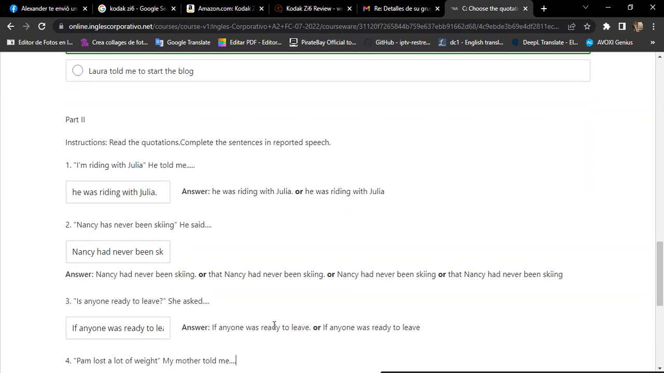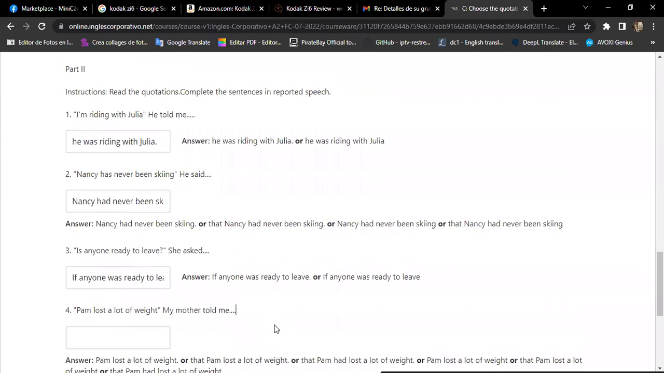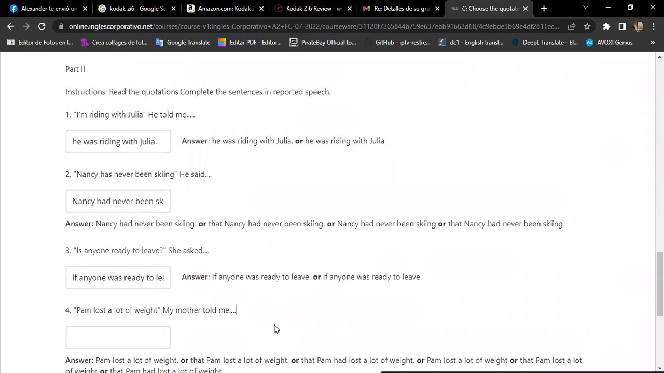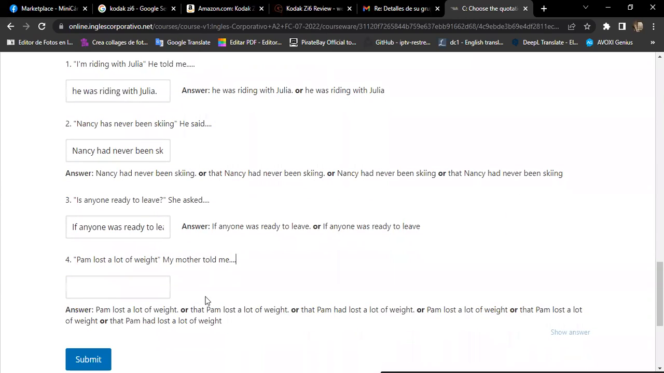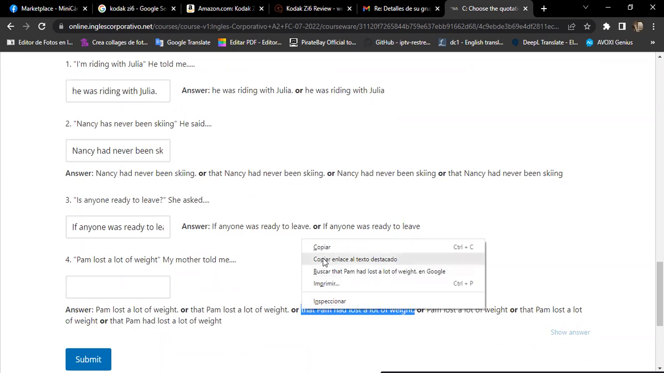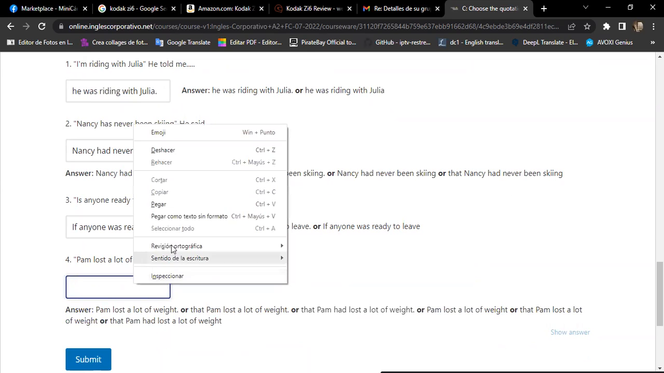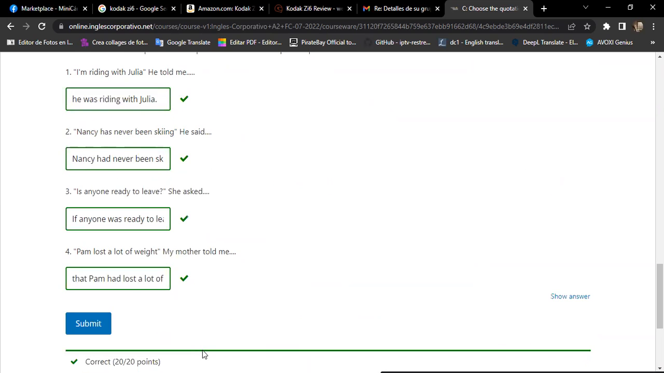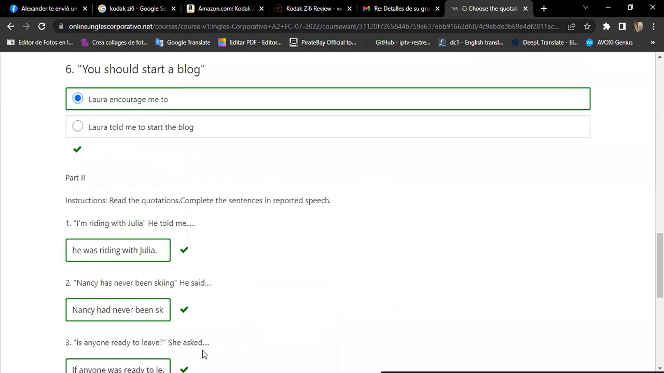Pam lost a lot of weight. My mother told me that Pam had lost a lot of weight. This is what I would put. Yay, we got them all right.